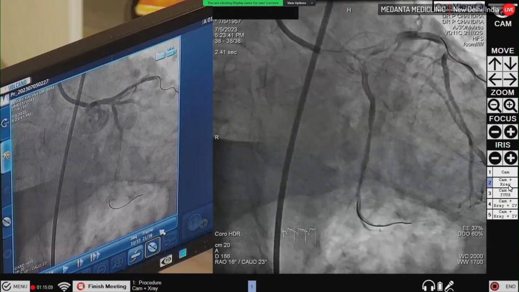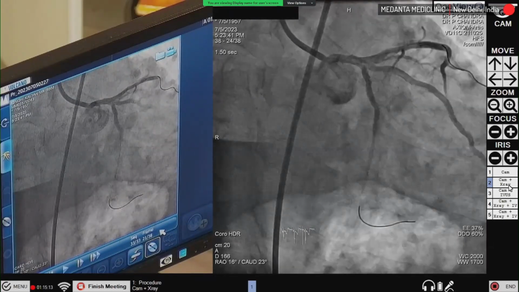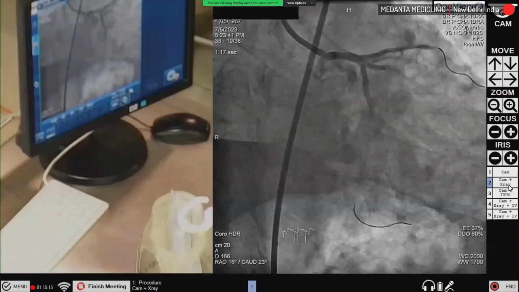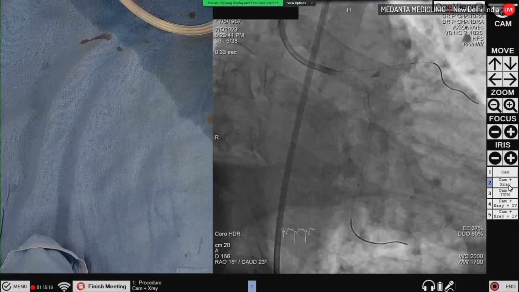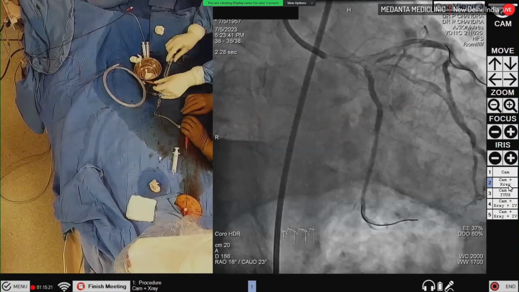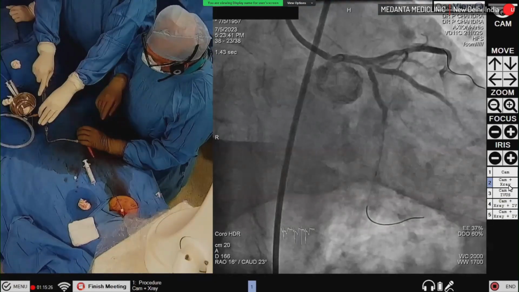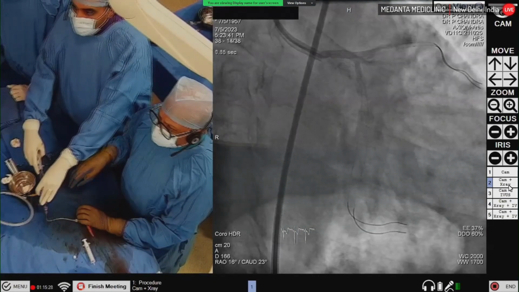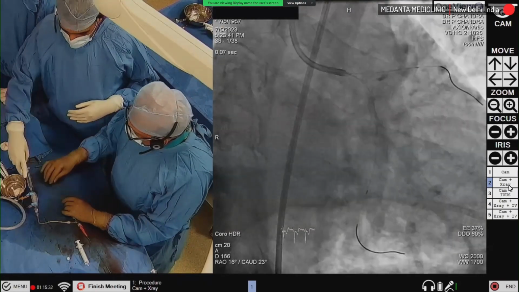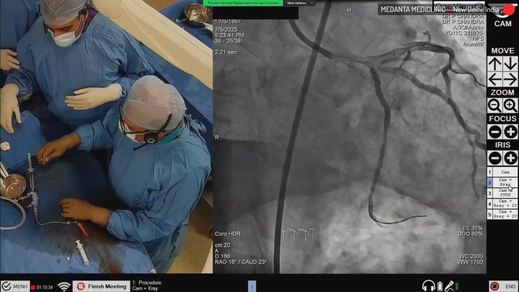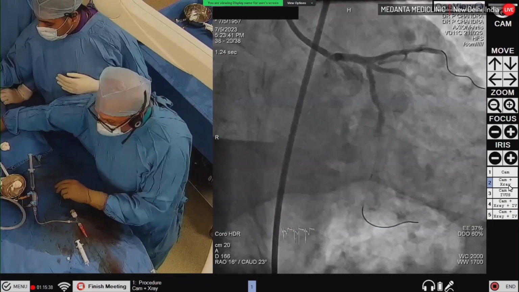But there is some haziness in all the ostia. Right, haziness. So there is a proximal dissection which we need to really seal off. Because we cannot leave this artery with this kind of a situation, hopefully, but we will check. I'm going to check on OCT.